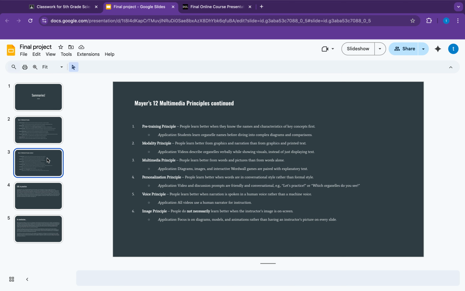Personalization principle. People learn better when words are in a conversational style rather than a formal style. So the videos are kid-friendly and conversational, including the text I added when you're going from assignment to assignment. When I first talk about, hey, we're talking about cells, without further ado, let's go. Using a conversational tone in a way that doesn't make them less interested.